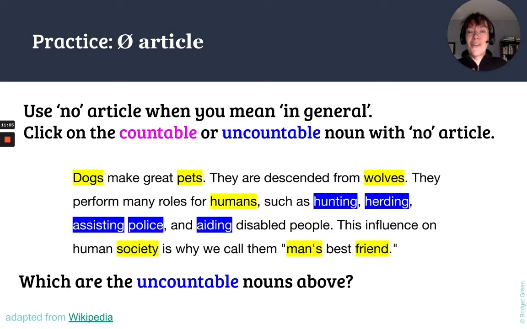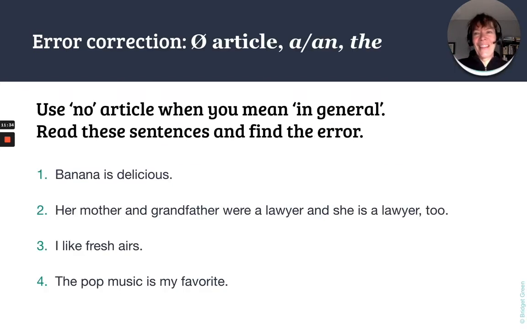Right, let's check your answers. There we go. Hunting, herding, assisting, police, and aiding. All of those gerunds, verb plus ing, those are uncountable nouns here. And police is an uncountable noun. We don't say 1 police, 2 police. We say 1 police officer, 2 police officers. Then it becomes countable. Let's keep going.